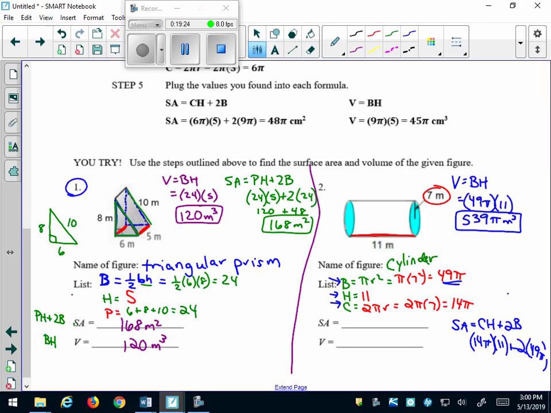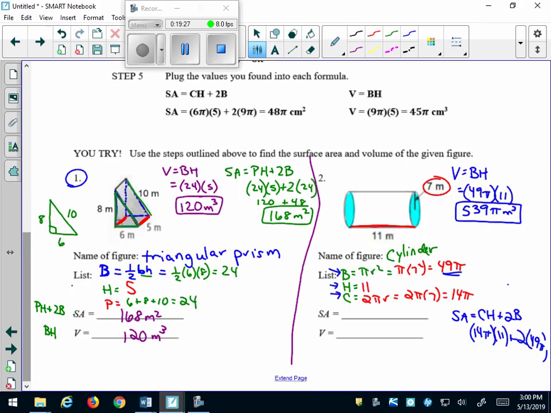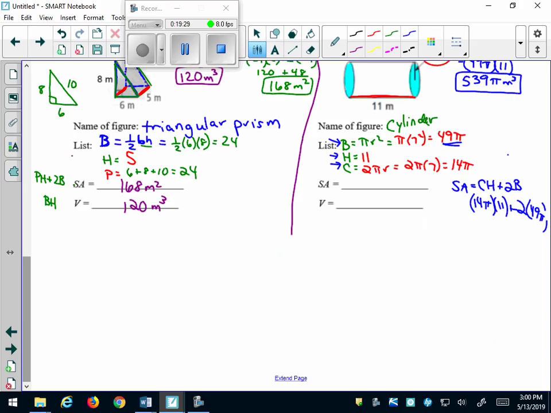So we get 14 pi times 11, which is 154 pi, plus 2 times 49 is 98 pi. And when we add those together, they're like terms, so we get 252 pi. And this is square meters, right? Area is square units, volume is cubic units. So 252 pi square meters and 539 pi cubic meters. And those are our answers.